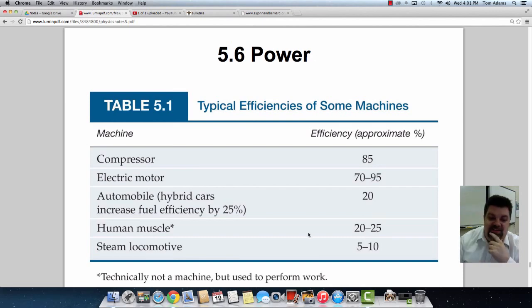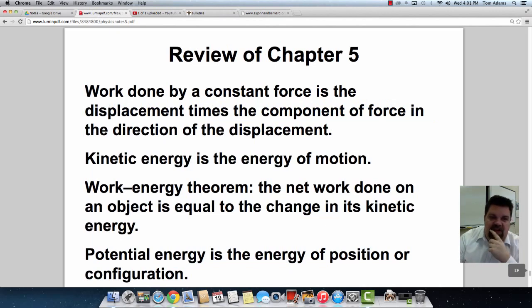And so what does this mean? Well, in Chapter 5, we talked about work done by a constant force is the displacement times the component of force in the direction of the displacement. Kinetic energy is the energy of motion. Work energy theorem, the net work done on an object is equal to the change in its kinetic energy. And the potential energy is the energy of position or its configuration. The total energy of the universe or of an isolated system is conserved.